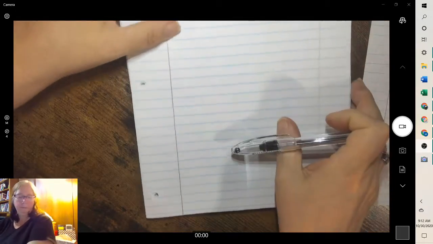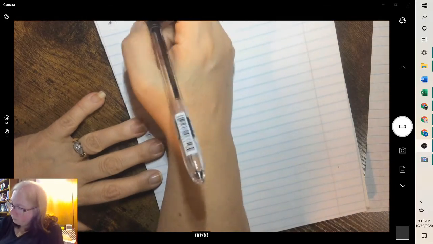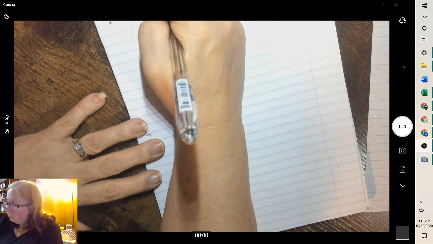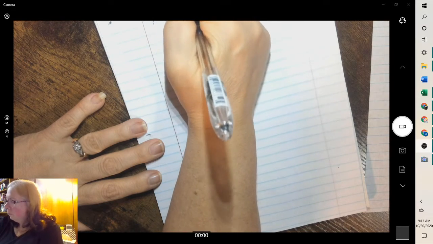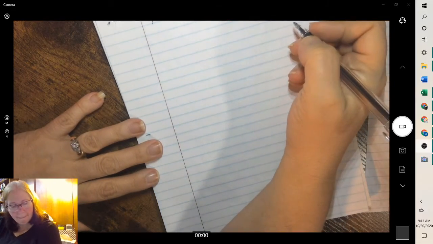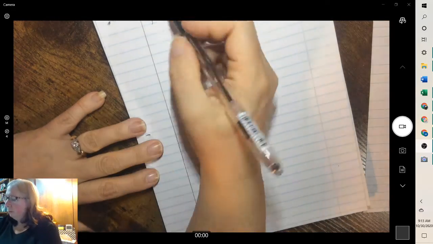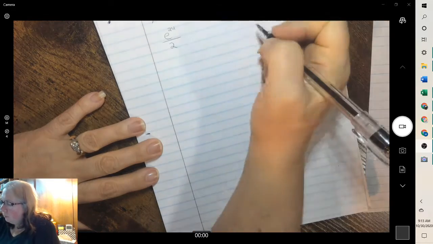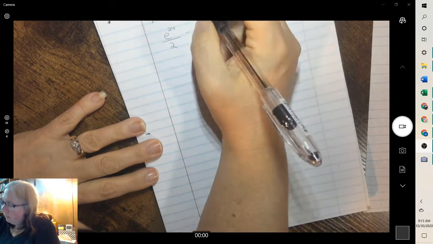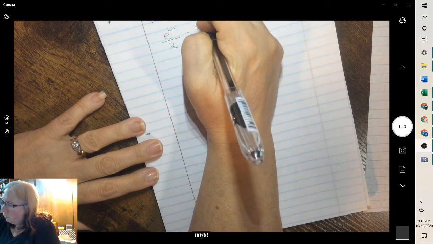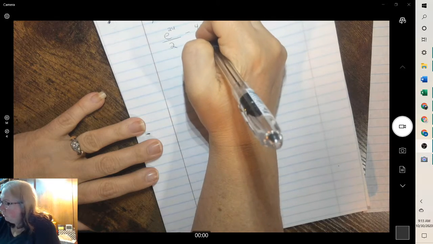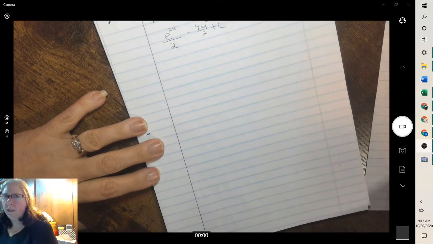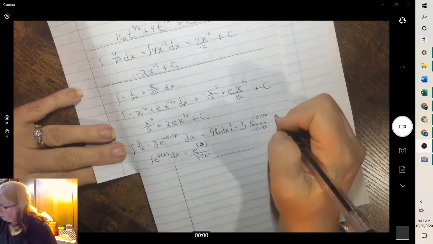Let's try another e. Okay. The exponential stays the same, and then divide by the derivative of the exponent, which is just 2, minus 4u, adding 1, squared over 2 plus c. I think I forgot my c on this one. Be careful.